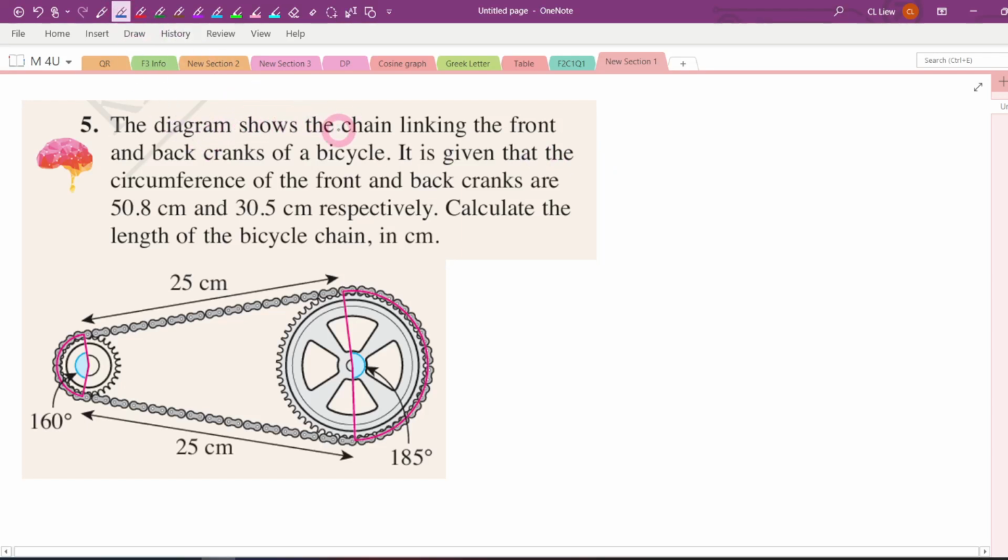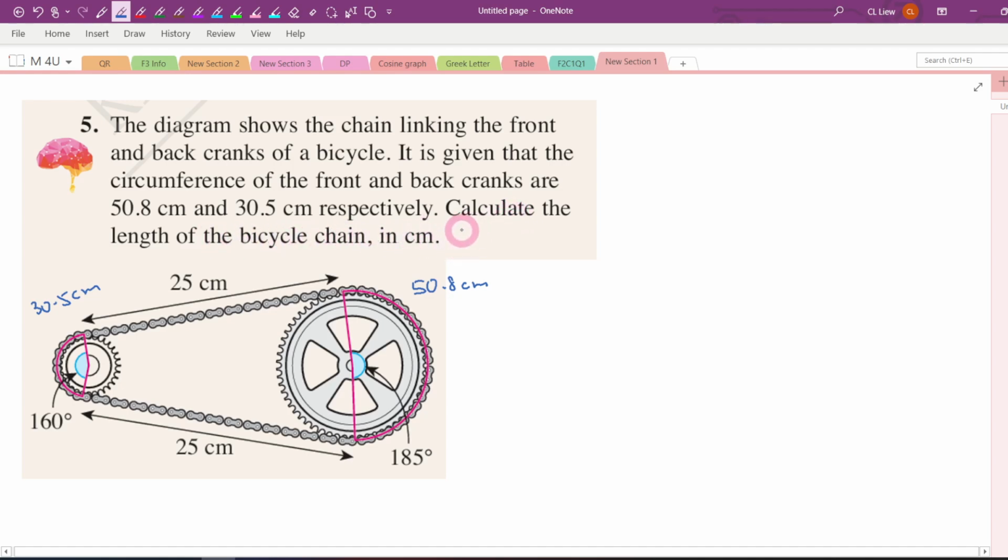The diagram shows the chain linking the front and back clank of a bicycle. Given that the circumference of the front and back clank are 50.8 centimeters and 30.5 centimeters respectively. So this one is 50.8 centimeters and the smaller one is 30.5 centimeters. This is the circumference. Calculate the length of the bicycle chain in centimeter.